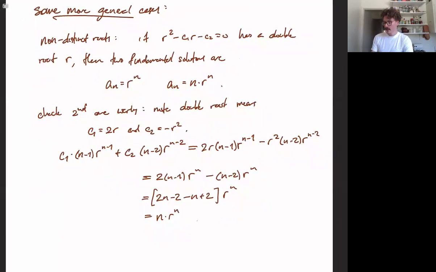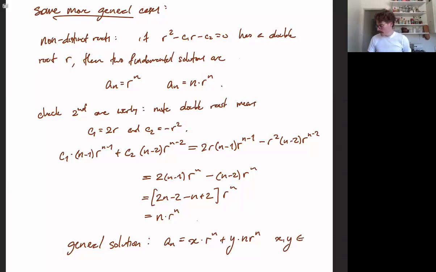So in this case of non-distinct roots, the general solution again is just linear combinations of our two fundamental solutions. So x times r to the n plus y times n r to the n, where x and y are any constants you like, but let's say real numbers. So that is one way that we can generalize this if the roots of the characteristic equation are not distinct.